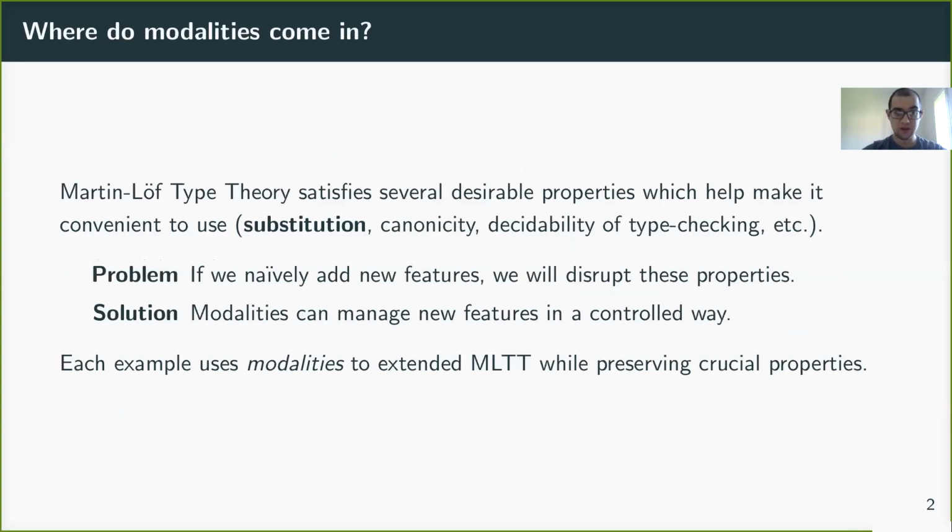So in each of these examples, what we can do instead is add these features in such a way that they're guarded by a modality. And the modality is going to manage the interaction between new operations and the old type theory so that substitution is preserved, but moreover, canonicity and decidability of type checking can also be preserved.